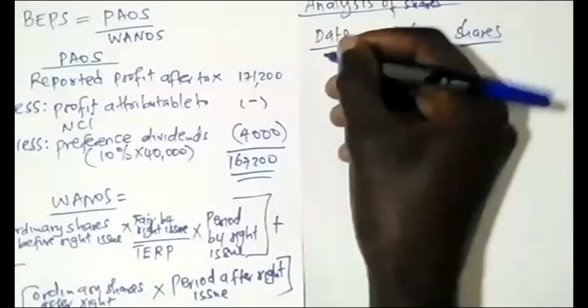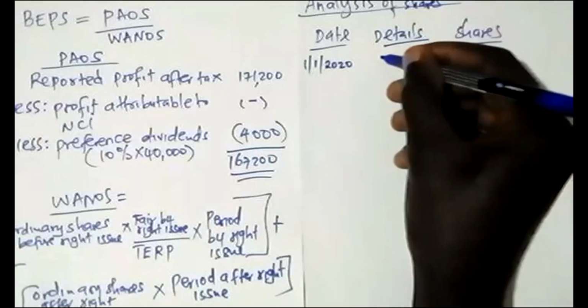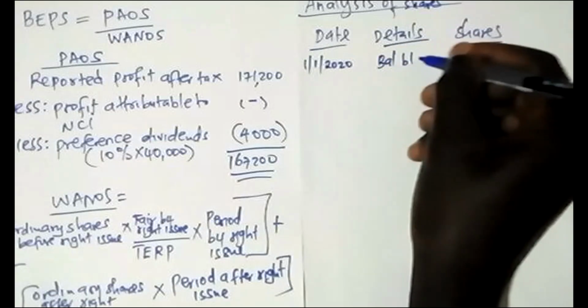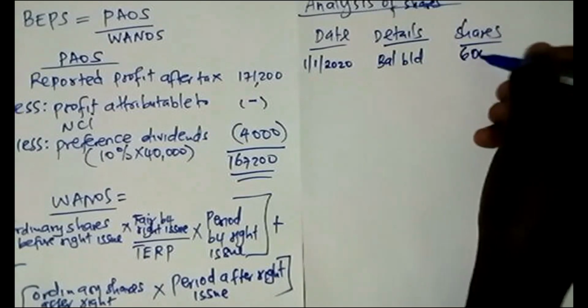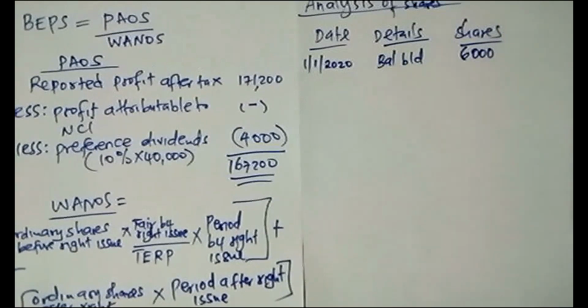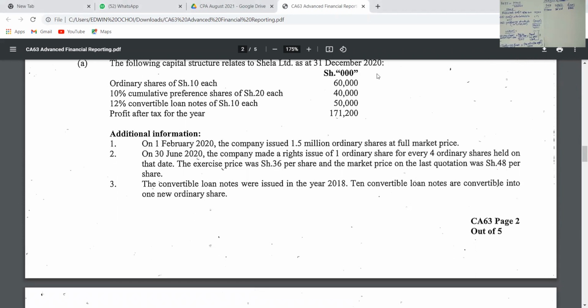So that is 1st January 2020. That is all about the balance brought down. So the balance brought down on that period is 6,000, because 60,000 divided by 10. Then the next thing is to check if there are other ordinary shares there. That is the one which was there as per the given capital structure at the start of the period. So we move to additional information.